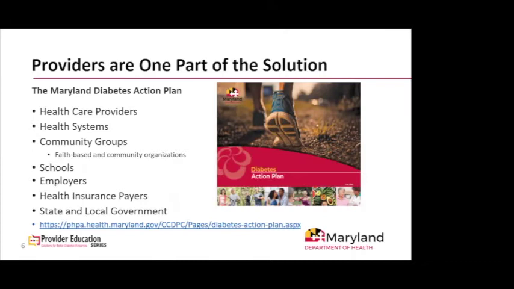Acknowledging that diabetes impacts everyone and that broad, multi-level interventions plus alignment of existing resources is needed to improve diabetes outcomes at the population level, last year the Maryland Department of Health, in collaboration with many partners, introduced the Maryland Diabetes Action Plan. The plan relies on everyone's involvement and has strategies and action steps for healthcare providers and health systems, but also for community groups, for employers and insurers, and for state and local government.